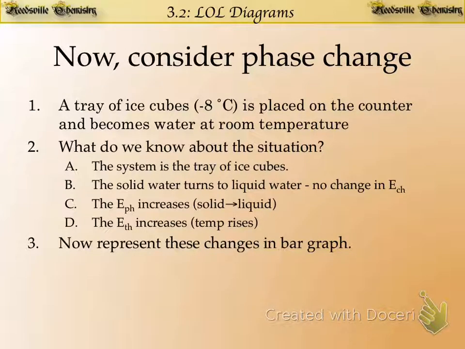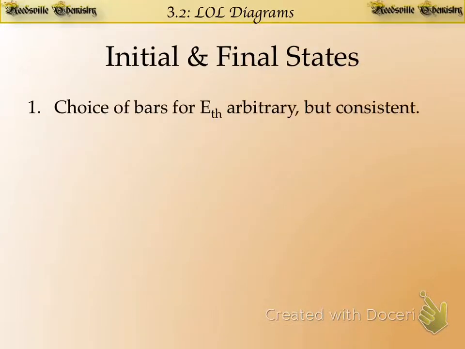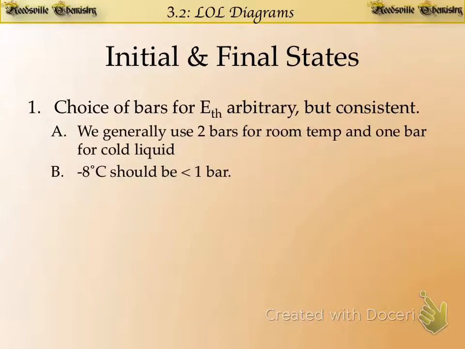Now let's take all these ideas, A, B, C, and D, and let's represent this using the LOL diagrams. Ready for this? The choice of bars for E thermal is arbitrary but consistent. By arbitrary, it's like if Jorge wants to use one method, and Wyatt wants to use another method, and Ellen wants to use a third method, as long as you're consistent. That's really hard for me to figure out, so use the method that I showed on the previous slide. Try to be consistent with everybody in the class. We generally use 2 bars for room temp and 1 bar for cold water.